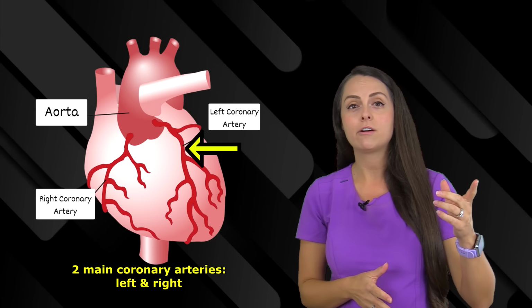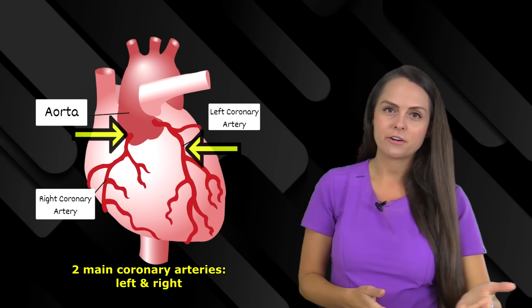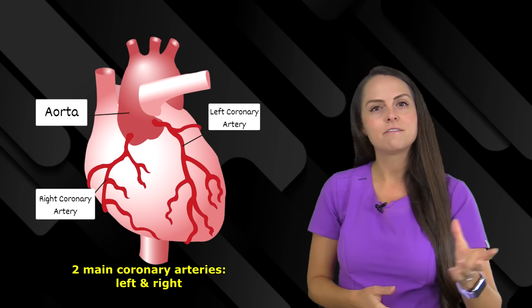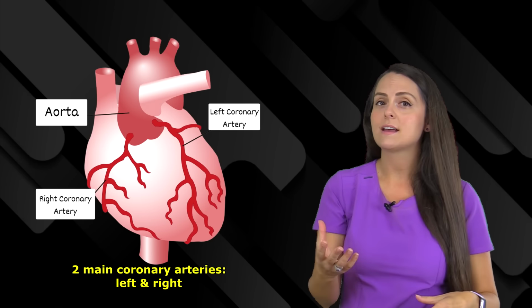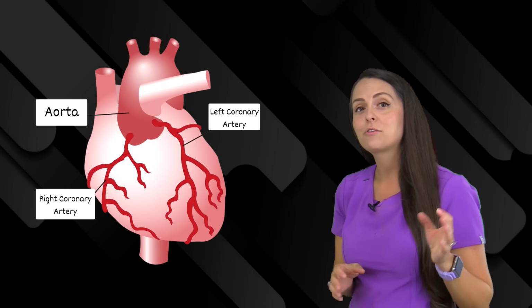Now, there are two main coronary arteries that you want to be familiar with. We have the left coronary artery and the right coronary artery. And as you can see from their name, the left coronary artery is mainly going to feed that left side of the heart and its structures, while the right side is mainly going to feed the right side of the heart.